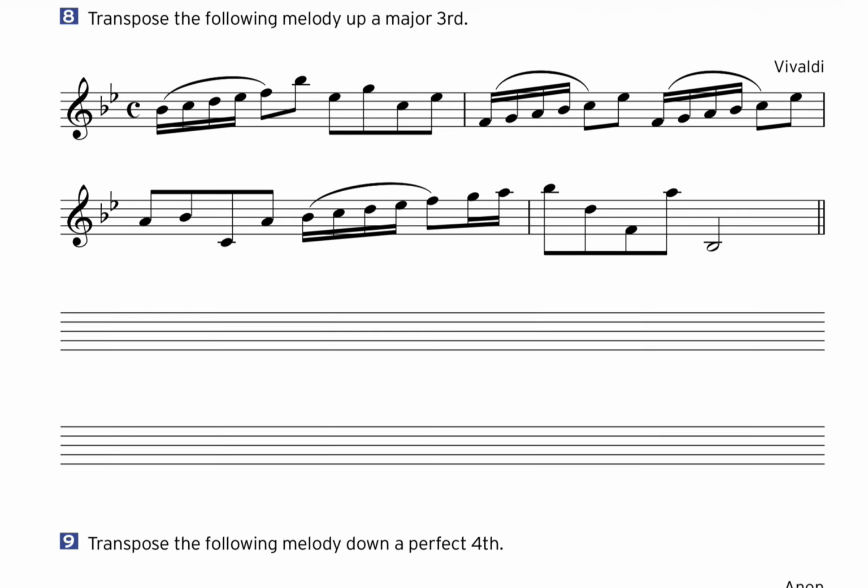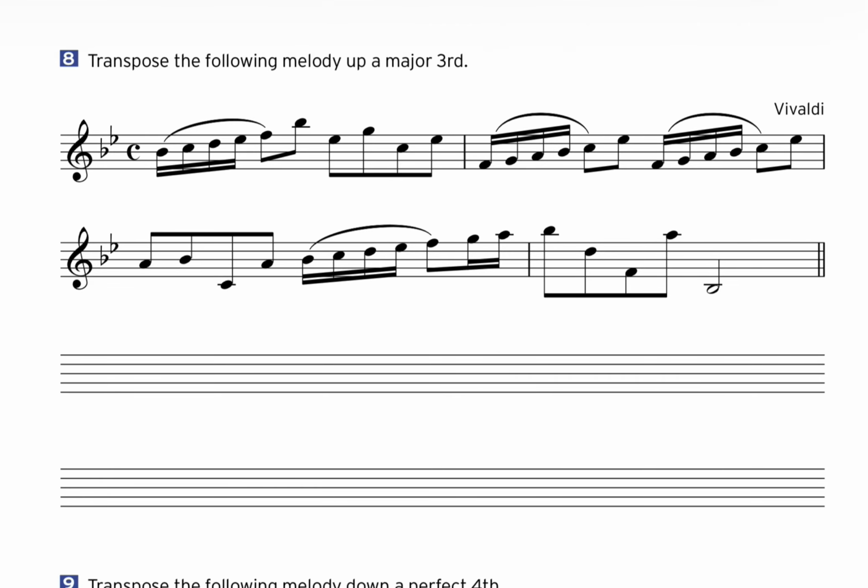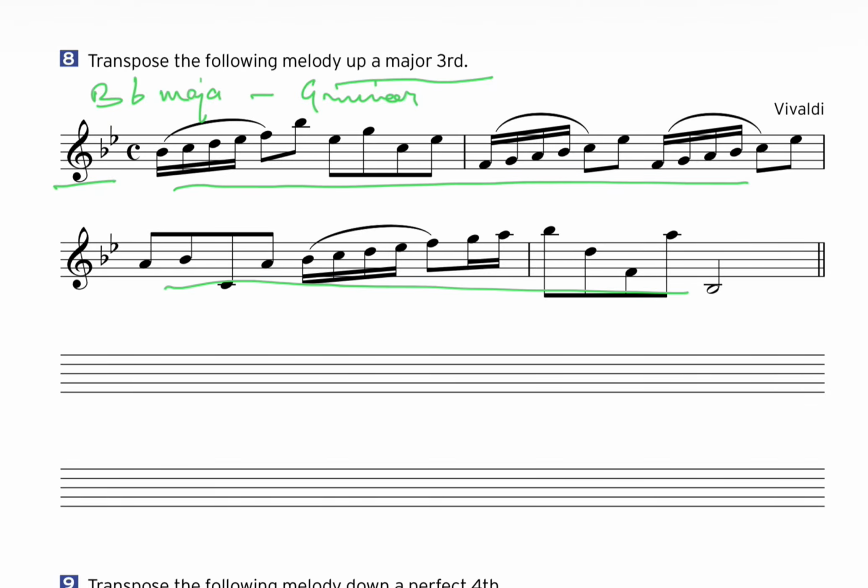Okay, the next one we have to do is transpose up a major third. Now let's check what is there. 2 flats are there. That means either this is B flat major, or this is G minor. So let's find out if there are any accidentals. We'll check the accidentals. There are no accidentals. That means this is our B flat major.